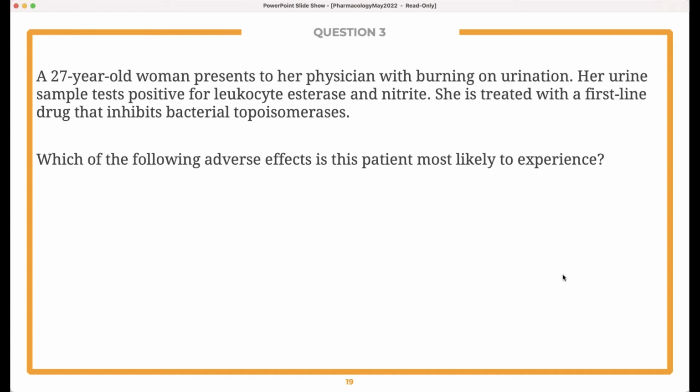A 27-year-old woman presents to her physician with burning on urination. Her urine sample tests positive for leukocyte esterase and nitrite. She is treated with a first-line drug that inhibits bacterial topoisomerases. Which of the following adverse effects is this patient most likely to experience? Think again how many steps you think it will take to answer that one. Go ahead and put it into the question box as I turn it over to Sean.